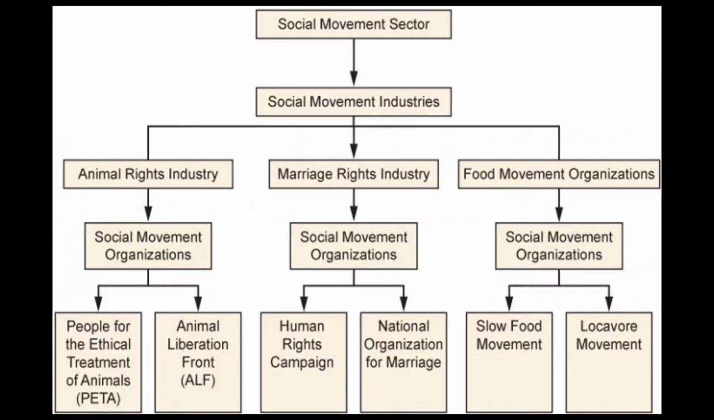Here's just a random slide that's got some different social movements. The animal rights industry. Don't know if you'd call it an industry, but anyway, so there's two social movements that are about animal rights, PETA and ALF, two about marriage rights, and two about the food movement. Yay.